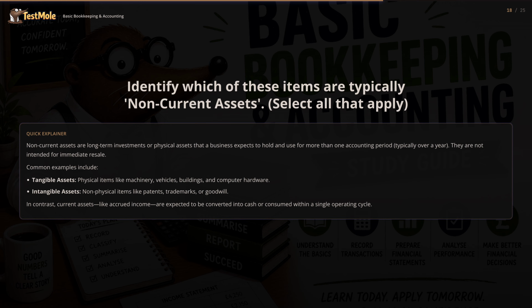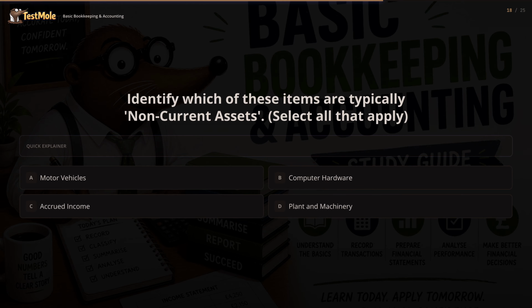They are not intended for immediate resale. Common examples include tangible assets, physical items like machinery, vehicles, buildings, and computer hardware. Intangible assets, non-physical items like patents, trademarks, or goodwill. In contrast, current assets, like accrued income, are expected to be converted into cash or consumed within a single operating cycle.